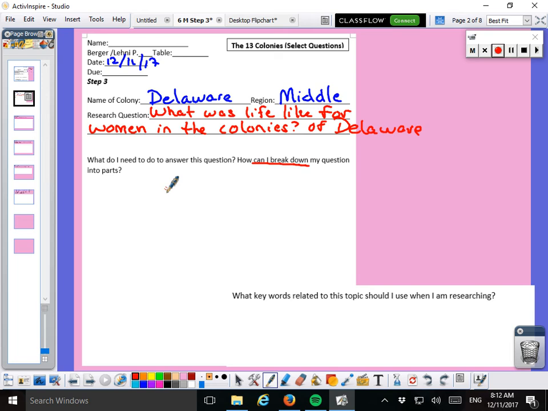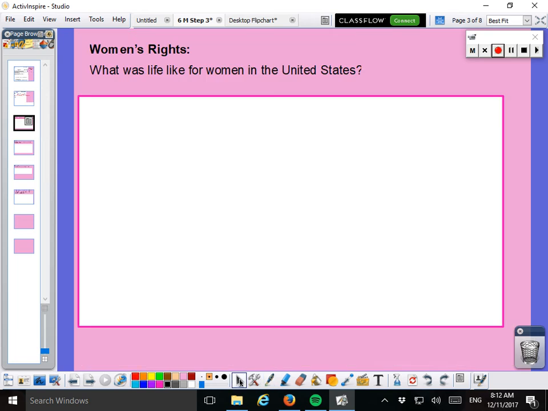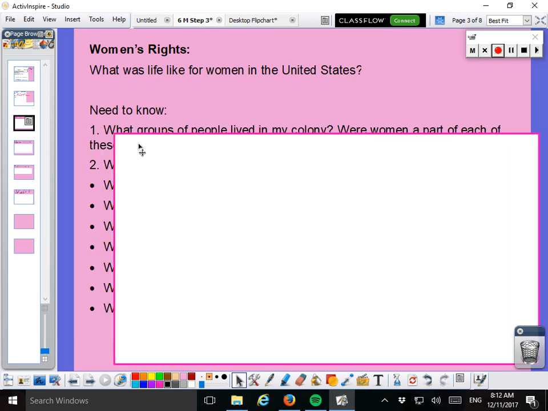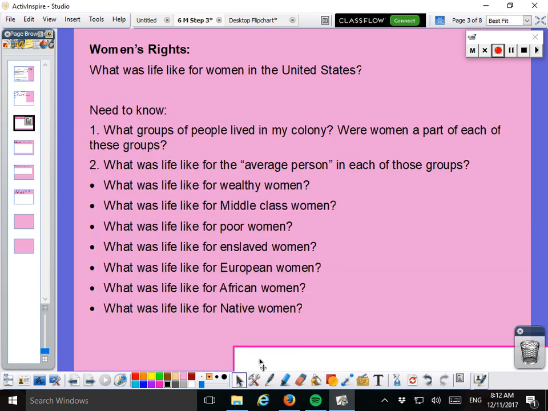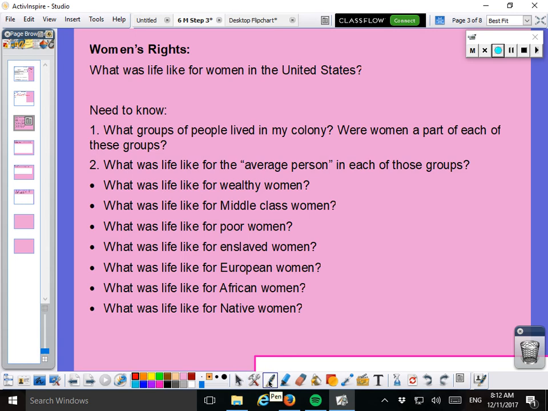If I'm thinking about Jamestown, I realize that women are not just one monolithic group. There are different groups of people living in the colony of Delaware, just like there are probably different groups of people living in Jamestown. So if I think about the groups, there might be wealthy women, middle-class women, poor women, enslaved women, women of European descent, women of African descent, and Native women. Those are going to get me more specific answers about Delaware.